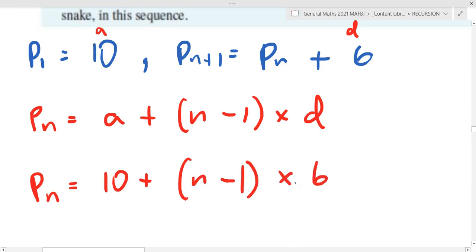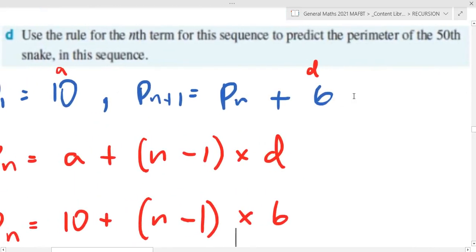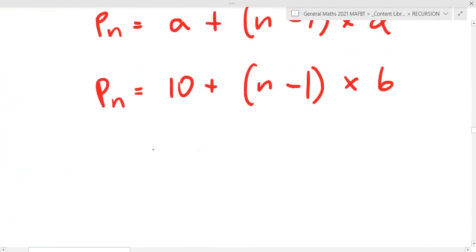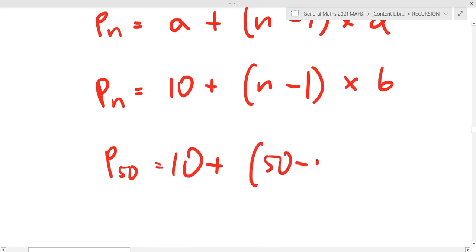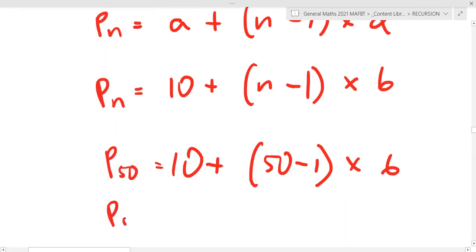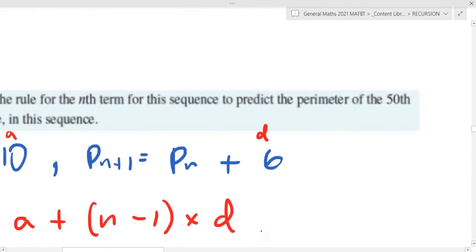And which term are we looking for, boys? In this question, which term are we looking for? Read the question. 50th term. So I'm looking for the 50th number. Where n is, you're just going to change it to 50 now. So Pn equals 10 plus 50, take away 1, times 6. So you put that in your calculator. 304. And that's basically all that the questions will expect you to do.